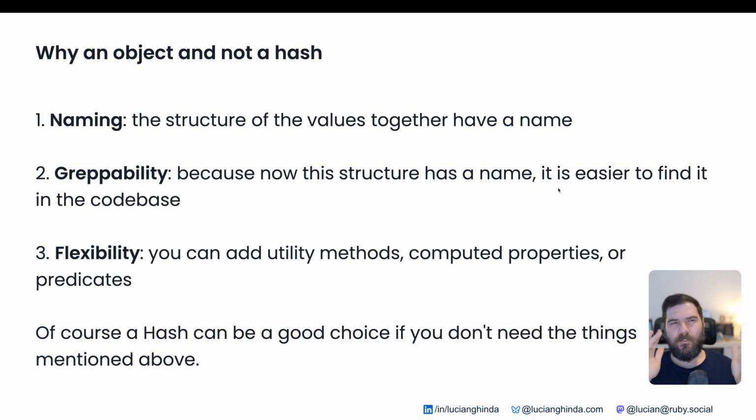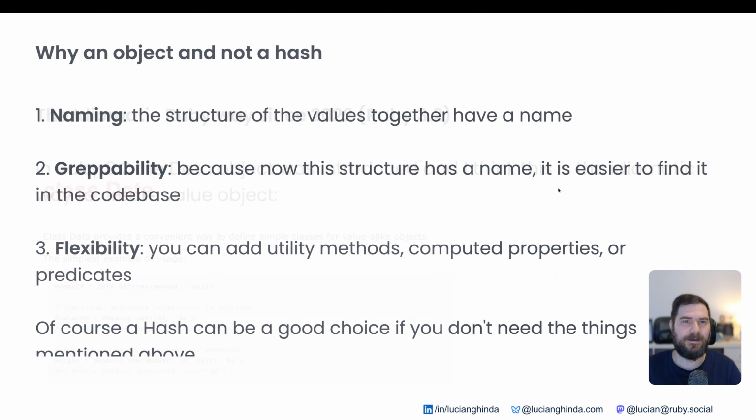And if you think about why an object and not a hash, here are somewhat similar reasons, but I rephrase them for a hash. First is naming. A hash is anonymous, and an object has a name. If you find a good name in your own domain, that's a huge win from this one alone. Greppability, because now this structure has a name, it's easier to find. And flexibility, you can add utility methods, computed properties, or predicates. Of course, you can still use a hash if you want to and if you don't need all the other stuff that I described here.